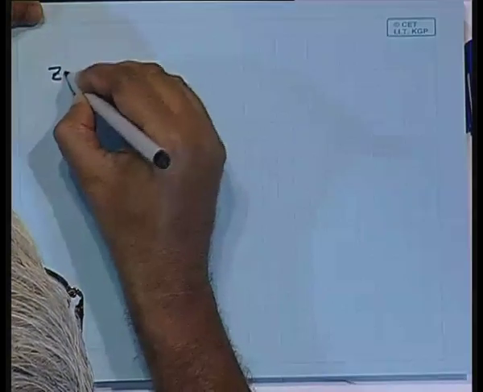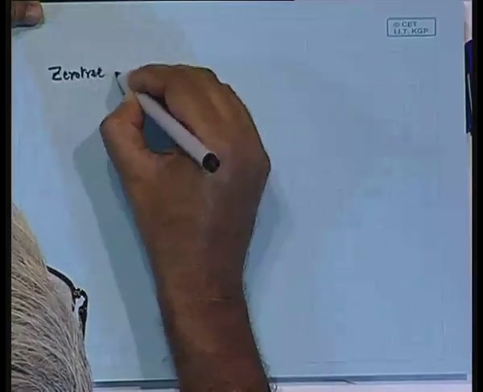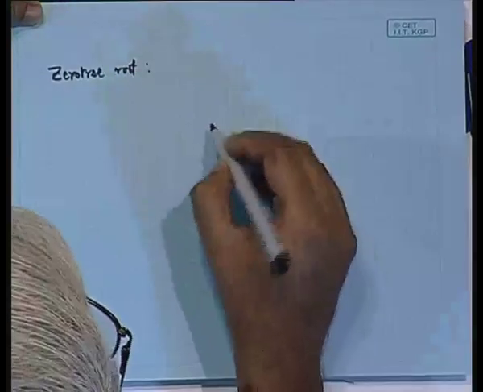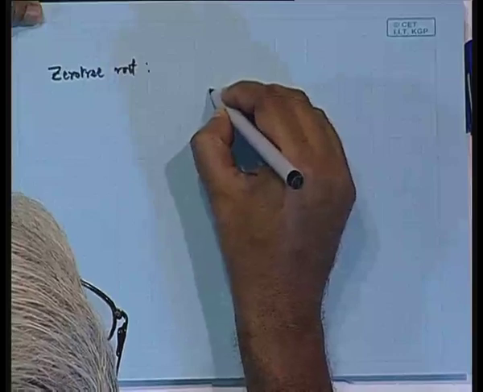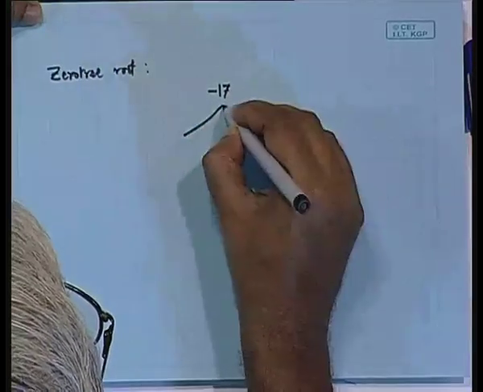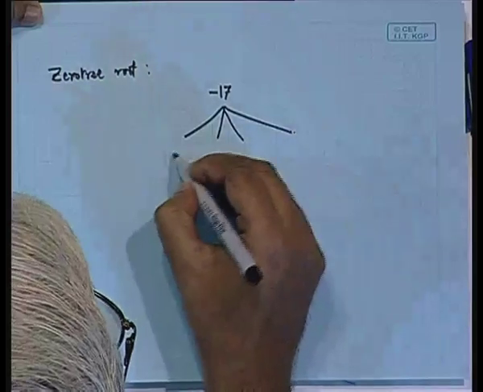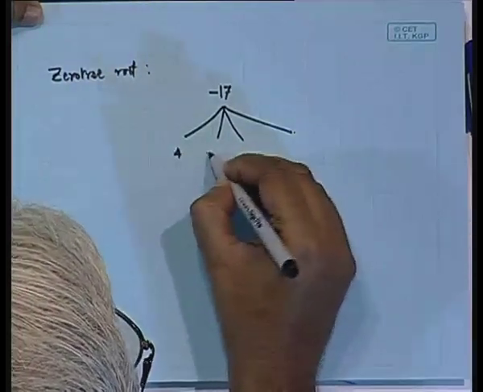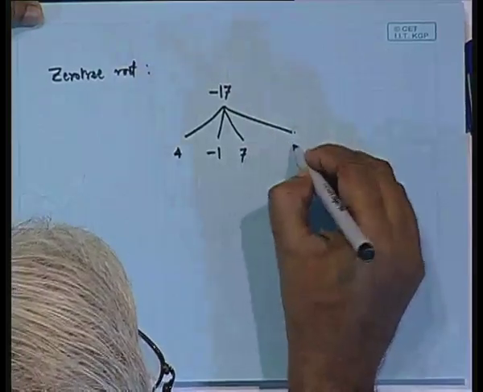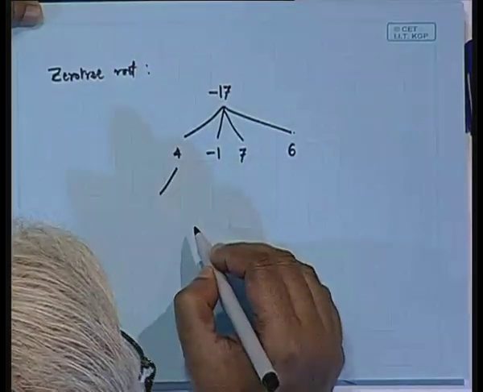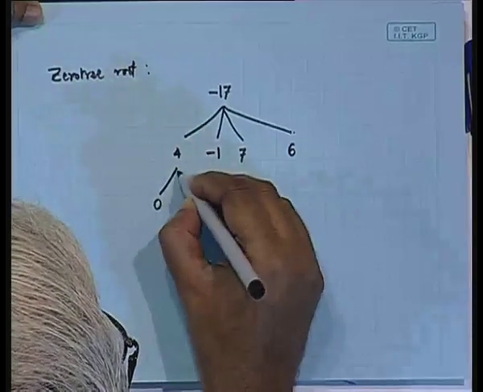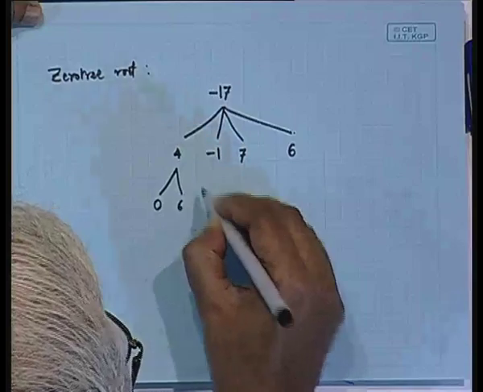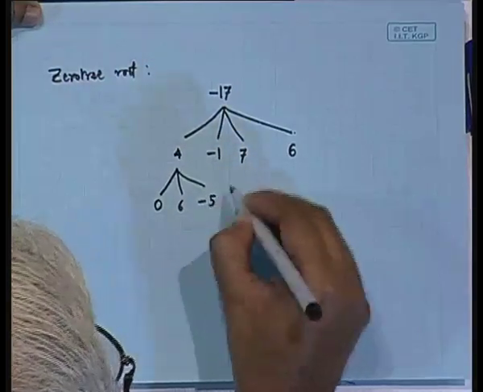Now, what is the essential philosophy behind this? As I was telling you, what is after all a zero tree root, although I have said that, but just a very small example. Okay. Supposing I find that this coefficient value is, let us say, minus 17, and say its descendants are 4, minus 1, 7, 6. Okay. Now, supposing one of its descendants is 0, then 6, minus 5, etc.